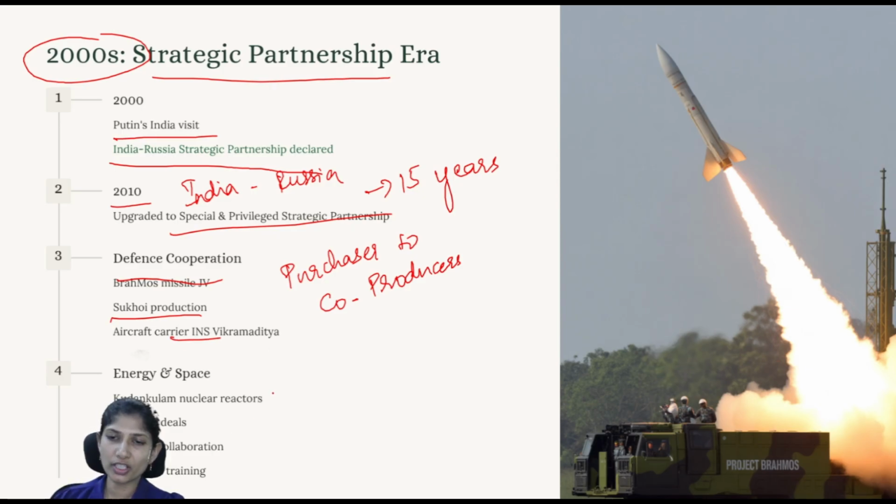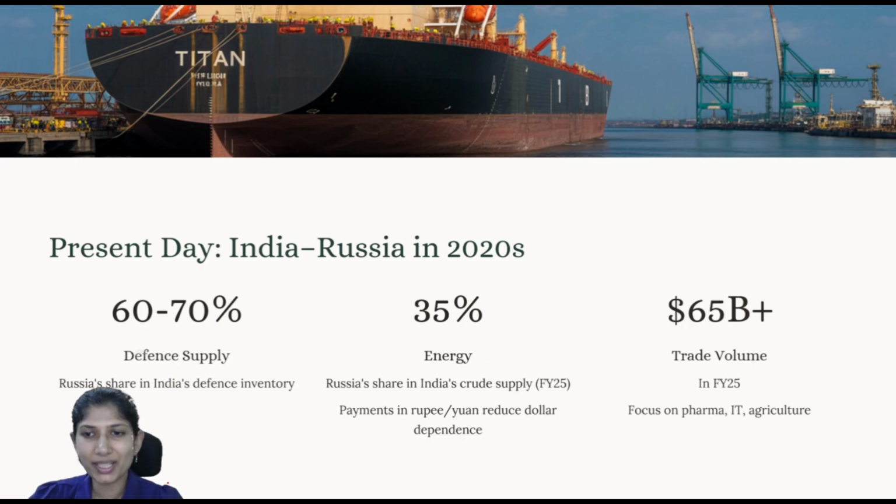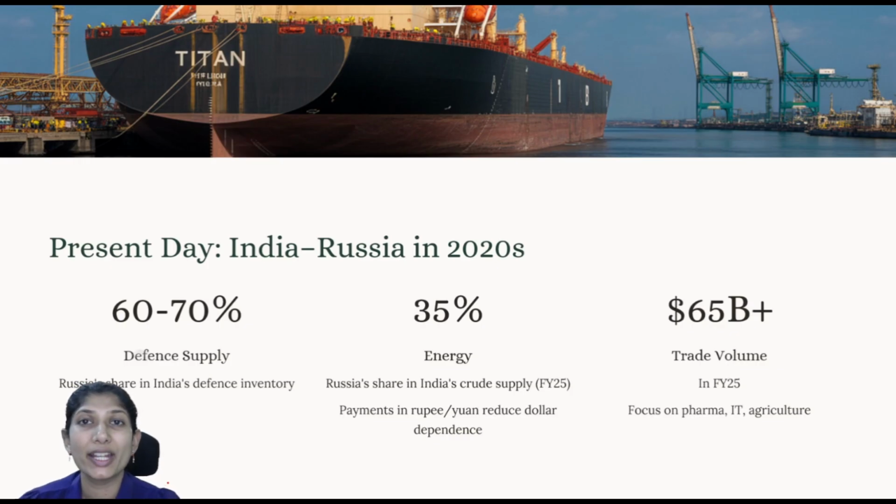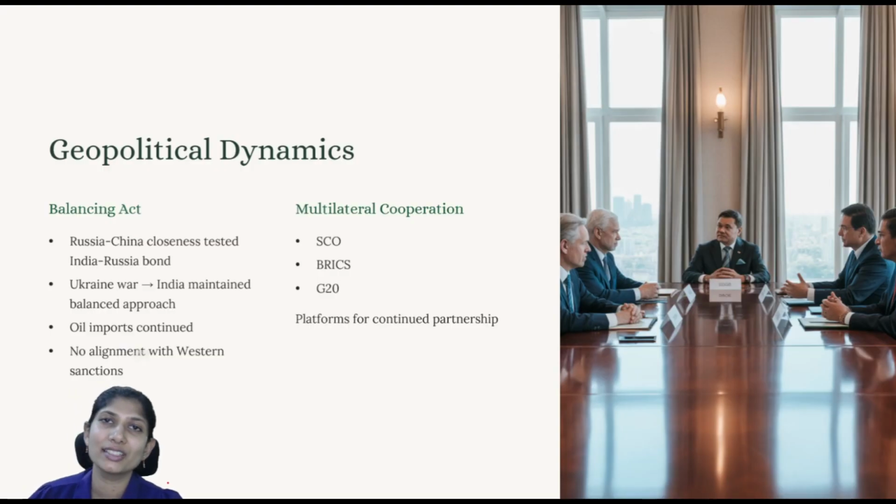And we also ventured into space and the energy sector, with Kudankulam nuclear reactors, procurement of oil and gas deals, satellite collaborations, astronaut training. So this went ahead. If you see the present day, almost the majority of our defense supply comes from Russia. A large share of our energy, with respect to oil, comes from Russia. And also we have entered a landmark deal, the highest ever with respect to trade in India and Russia relations.